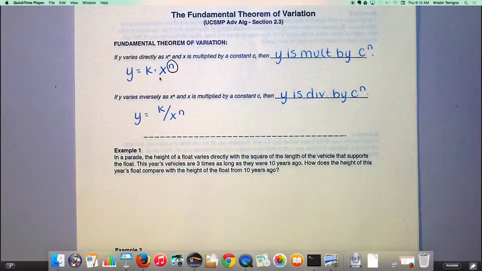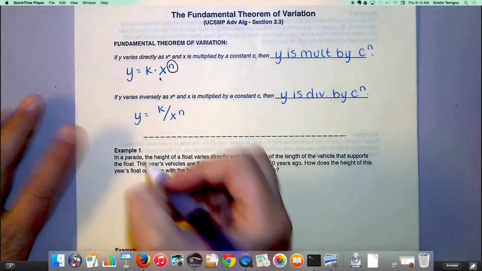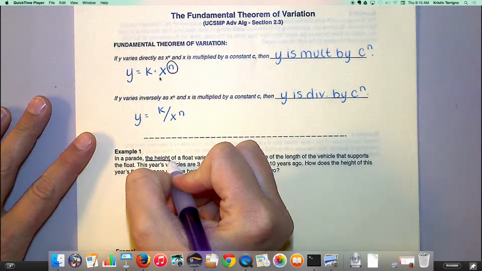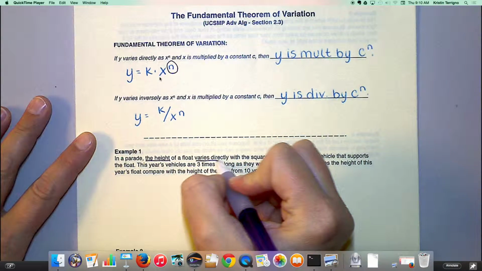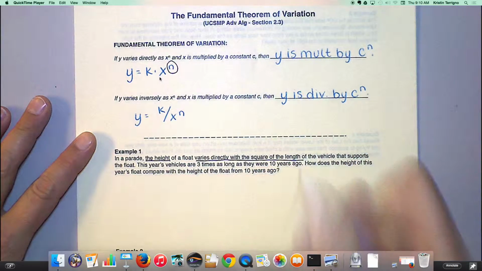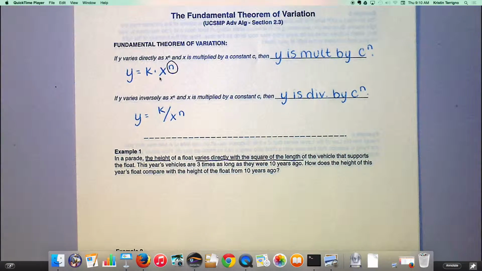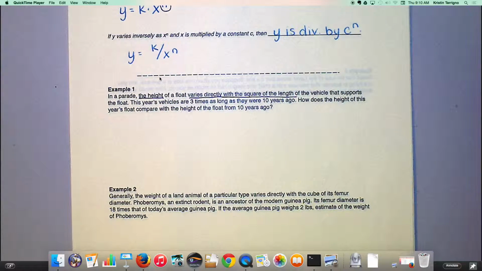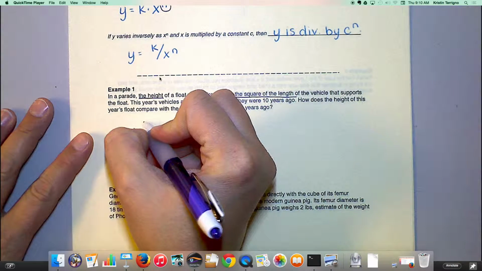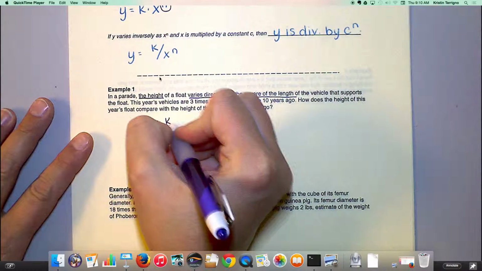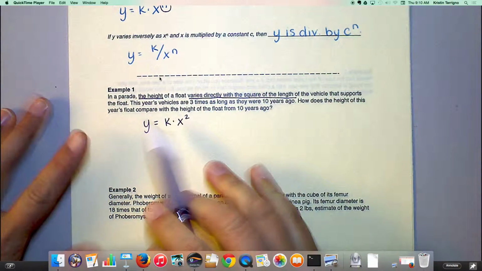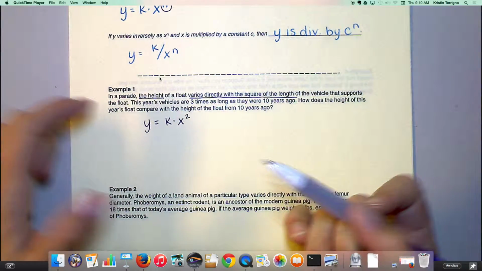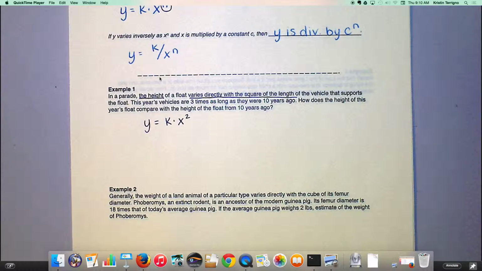In a parade, the height of a float varies directly with the square of the length of the vehicle. So again, there's that key sentence. Remember how we always look for that key sentence? The weight varies directly with the square of the length. So before we go any further with that, let's take that sentence and translate it into a general variation equation. What's that going to look like? Drew? Okay, y equals kx squared. Yep. And we could have also used h and l instead of y and x. It doesn't really matter, but just so we have an idea of what we're working with.